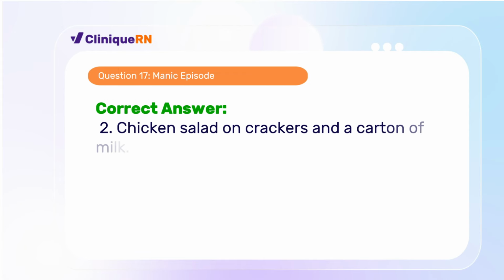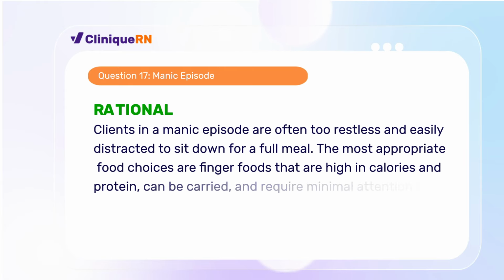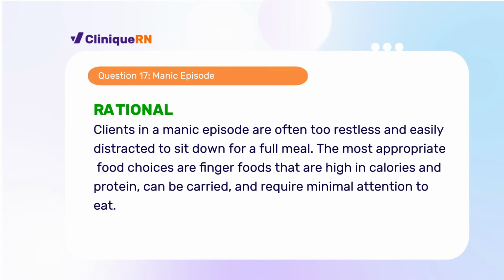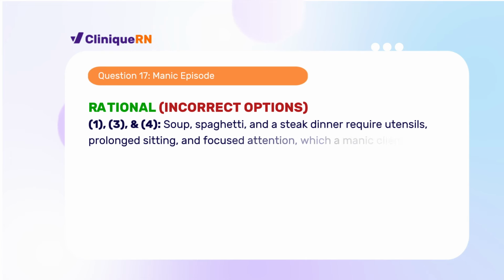The correct answer is 2. Chicken salad on crackers and a carton of milk. Rationale: clients in a manic episode are often too restless and easily distracted to sit down for a full meal. The most appropriate food choices are finger foods that are high in calories and protein, can be carried, and require minimal attention to eat. Incorrect options 1, 3, and 4. Soup, spaghetti, and a steak dinner require utensils, prolonged sitting, and focused attention, which a manic client cannot tolerate.